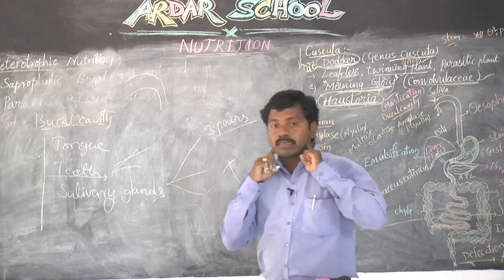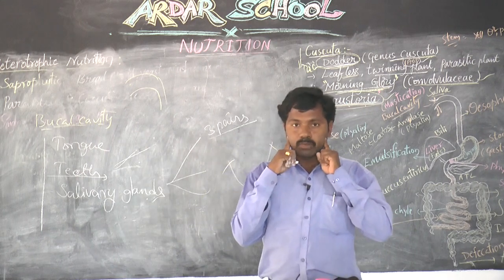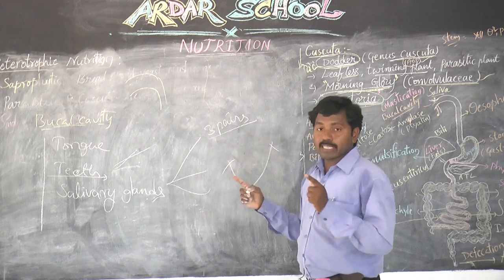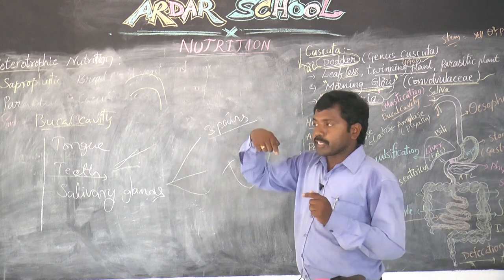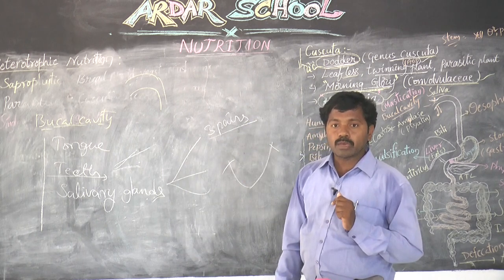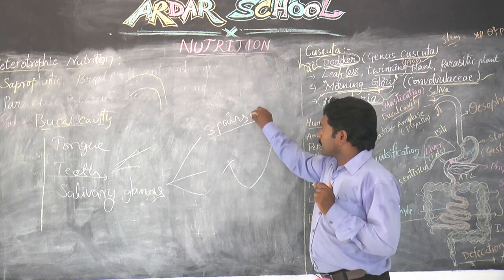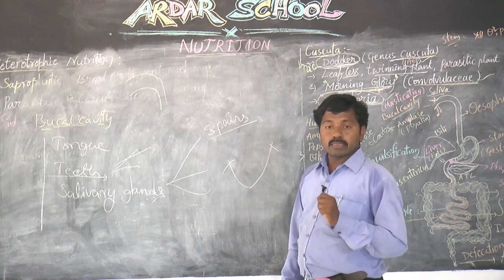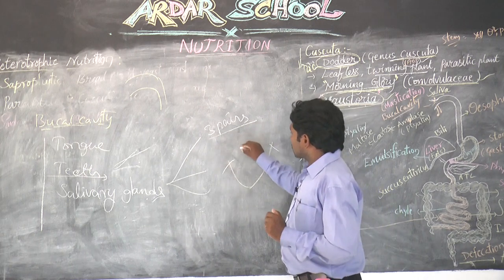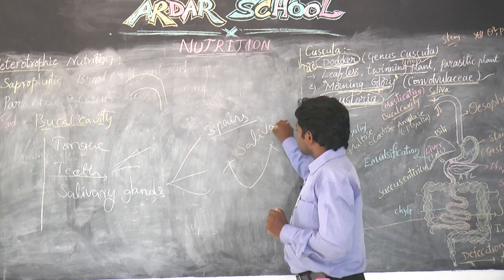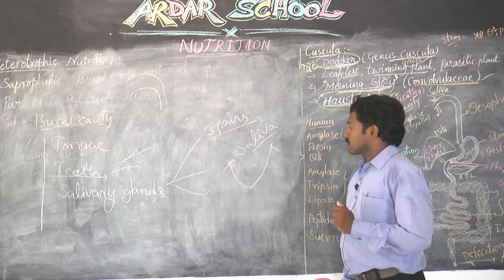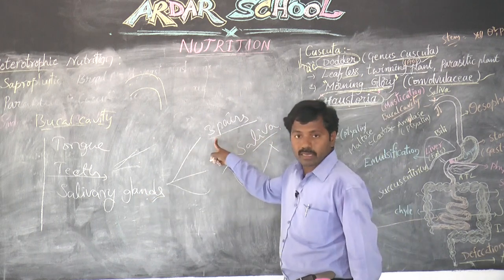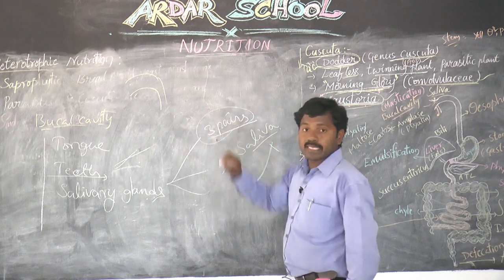Beside the lower jaw, another pair is below the ears. The last one opens into the palate. So these are the three pairs of salivary glands. They can secrete the saliva. Salivary glands secrete the saliva. How many pairs of salivary glands? 3 pairs of salivary glands.